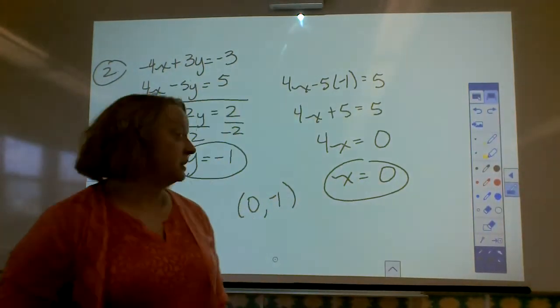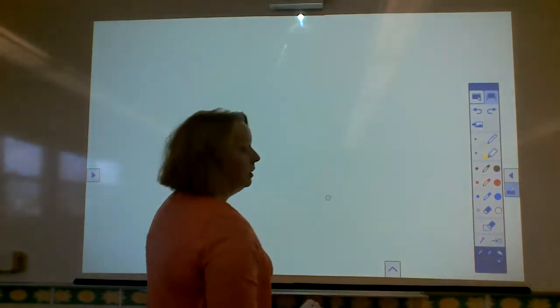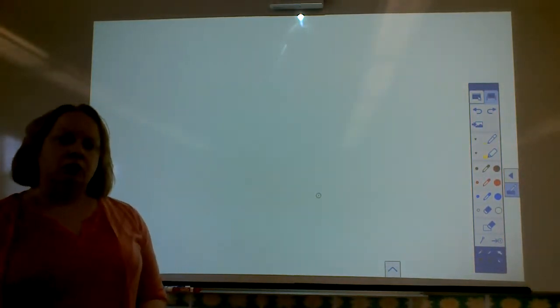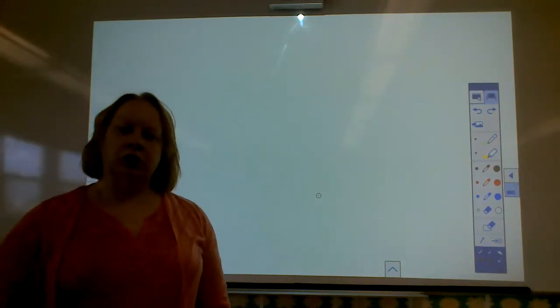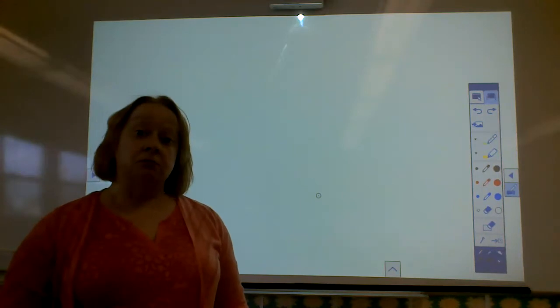Okay, let's go on to something different here. Okay, so the name of the game when we're working with elimination or linear combination, which we'll learn in the next lesson, is to make sure you have opposite terms. So let's say we get something like this.